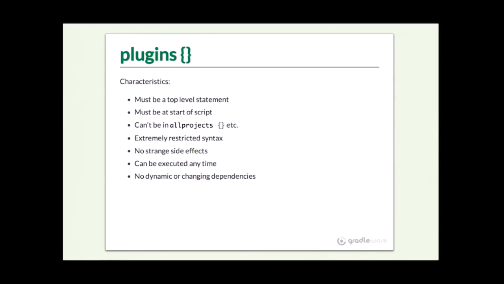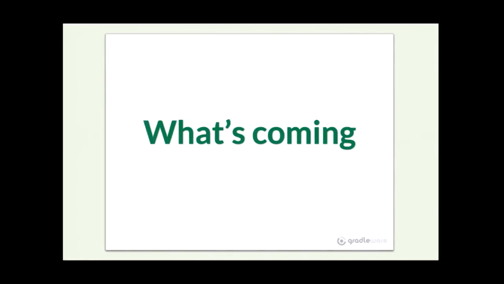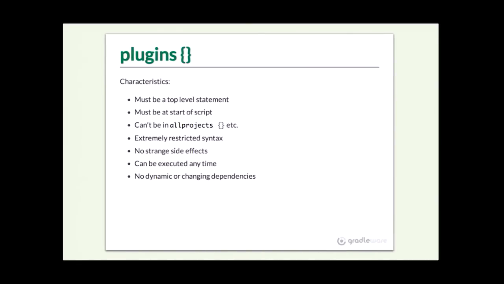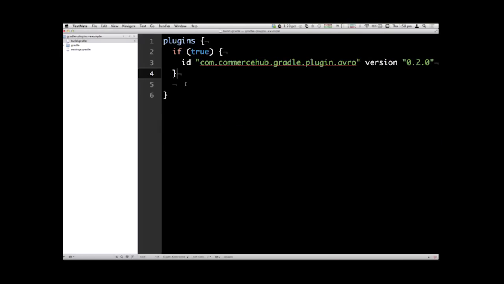And at the moment, no dynamic or changing dependencies. So snapshots aren't supported, version ranges aren't supported. It's likely they will be in the future. Can you do string interpolation? You cannot. So at the moment, this is more or less all you can do. Just use ID, version.